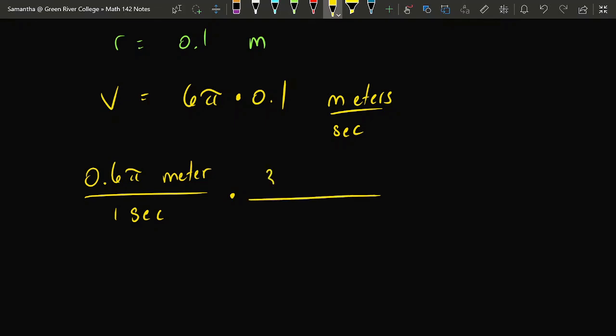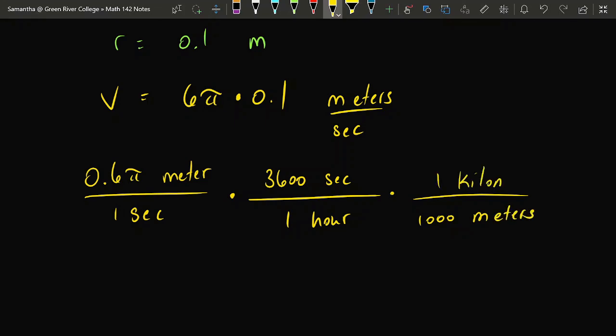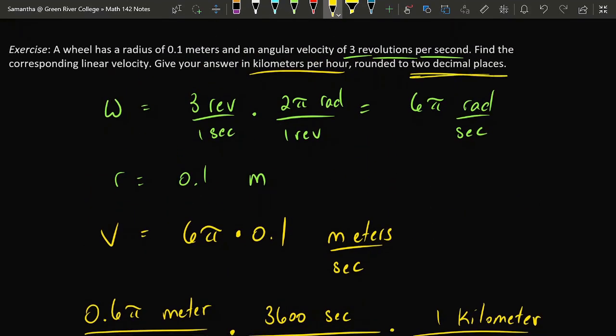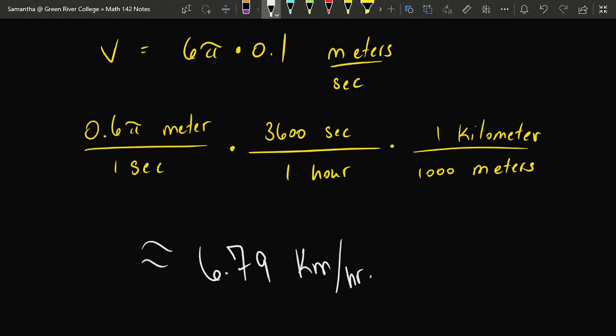Once again, we've got 3,600 seconds in 1 hour, and there are 1,000 meters in 1 kilometer. So if I calculate this with a calculator and round it to 2 decimal places, let's see what number we get. We get an answer which is numerically equal to 6.79 kilometers per hour, rounded to 2 decimal places.